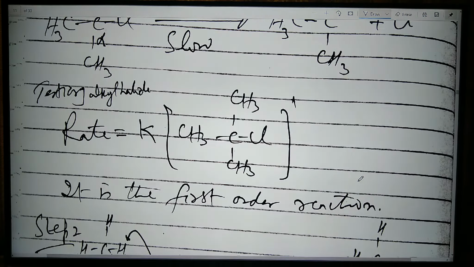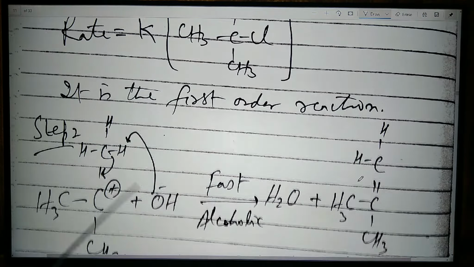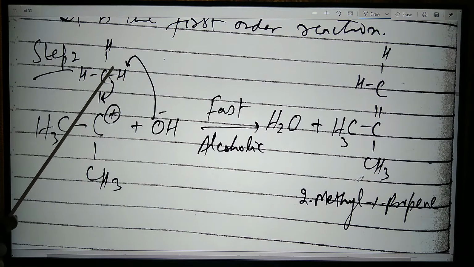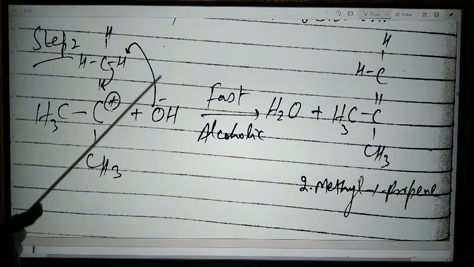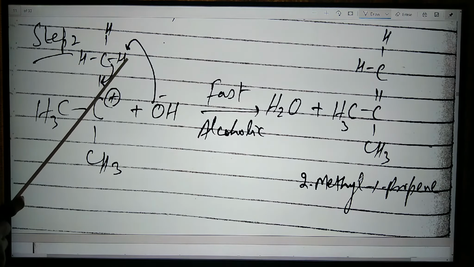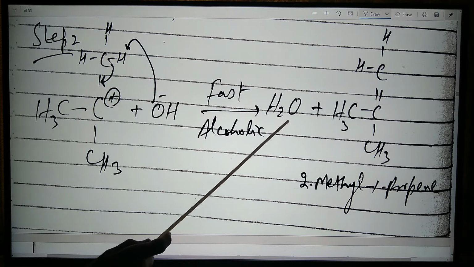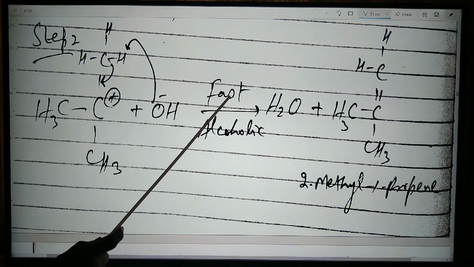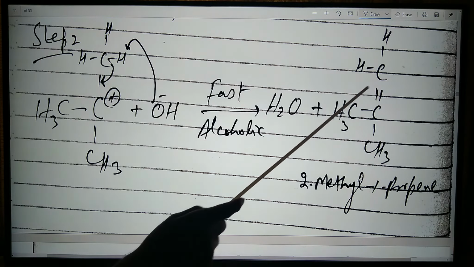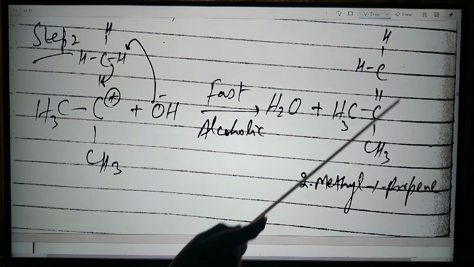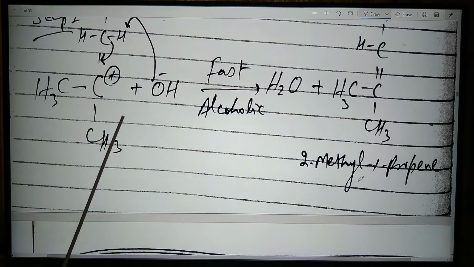So in the second step, this is the positive carbon, this is called the alpha, and this is the beta hydrogen. OH attacks this hydrogen. So OH combines with H to form H2O. It is a very fast reaction. So the double bond will appear on this carbon. So this is called 2-methyl-1-propene. So this is the elimination reaction.